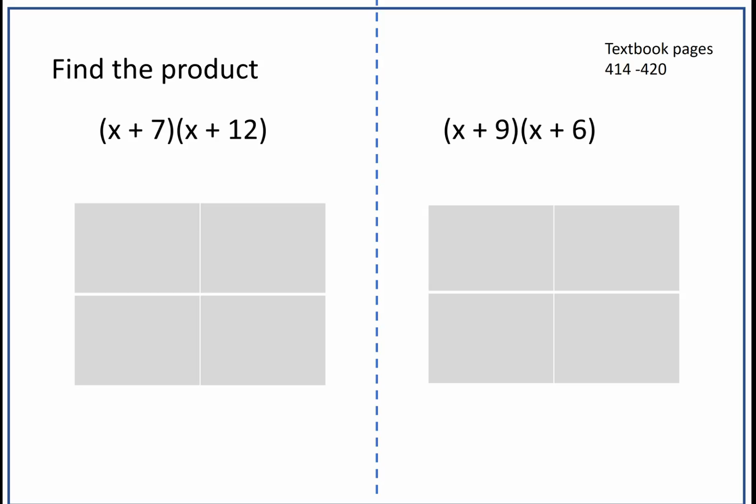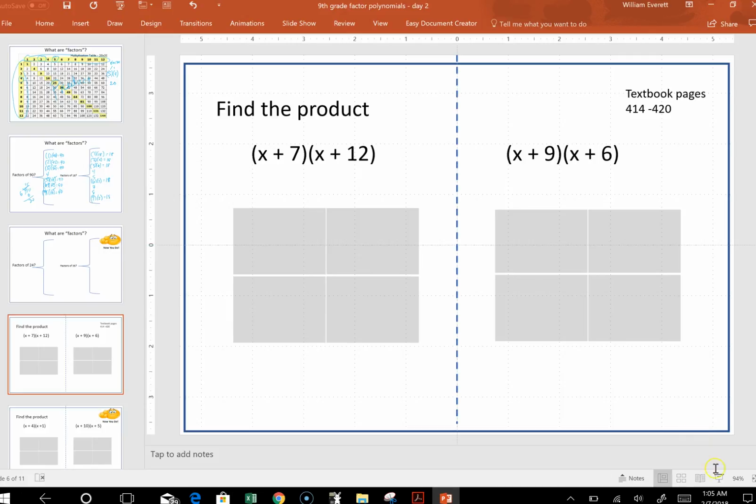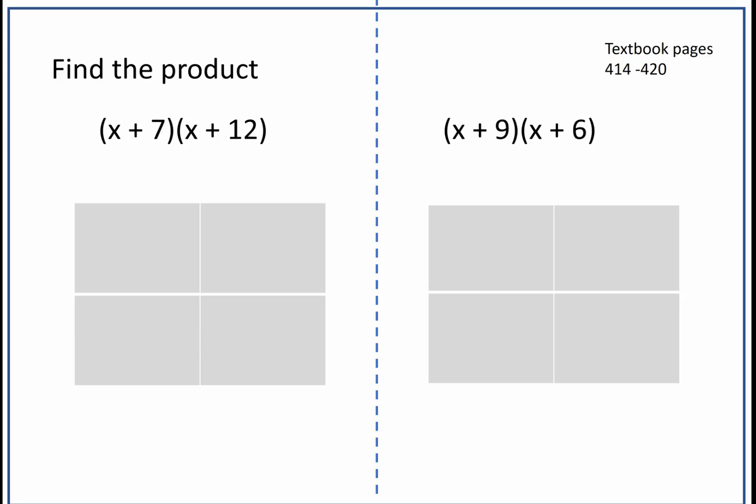All right, so we'll use a different way to find the products. So this way is called the box method.